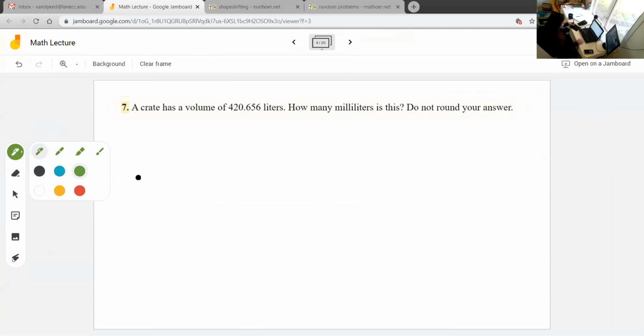So again, I write my letters. I'm starting with plain liters. So here's my plain liters. And I'm going to milliliters.